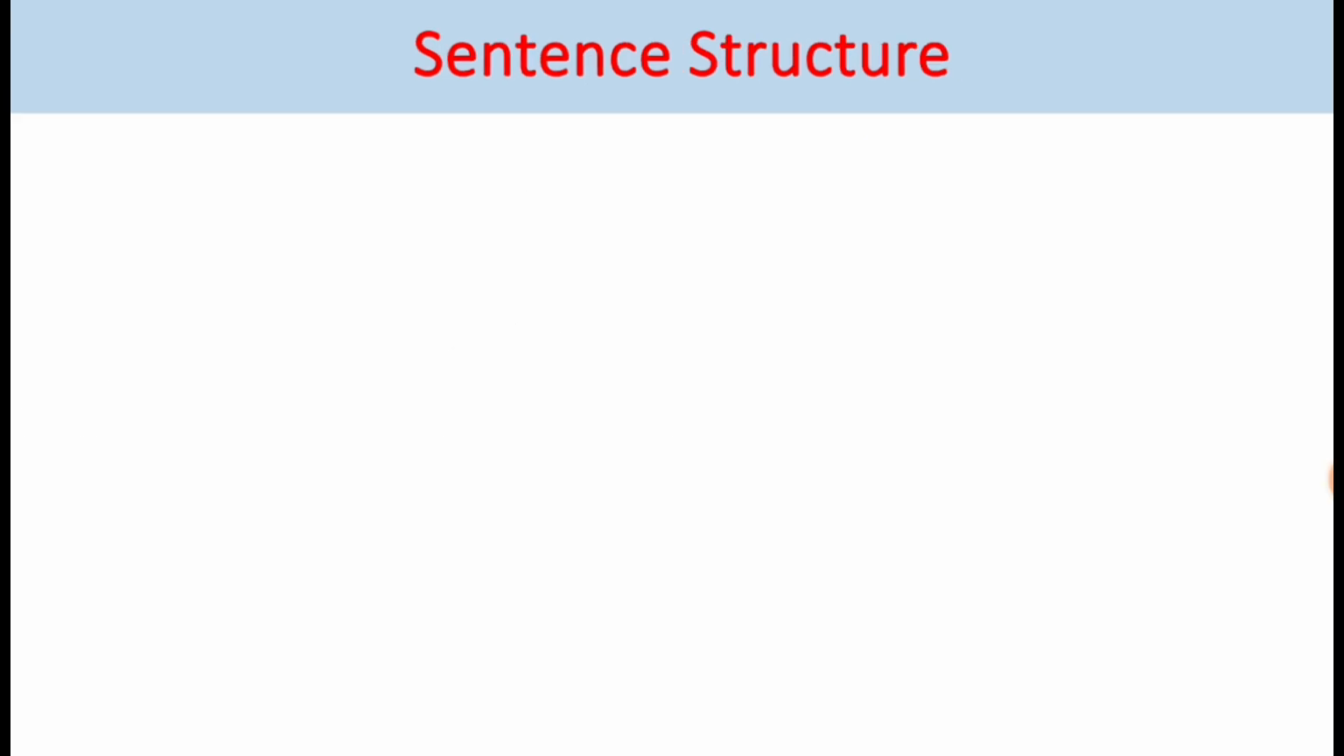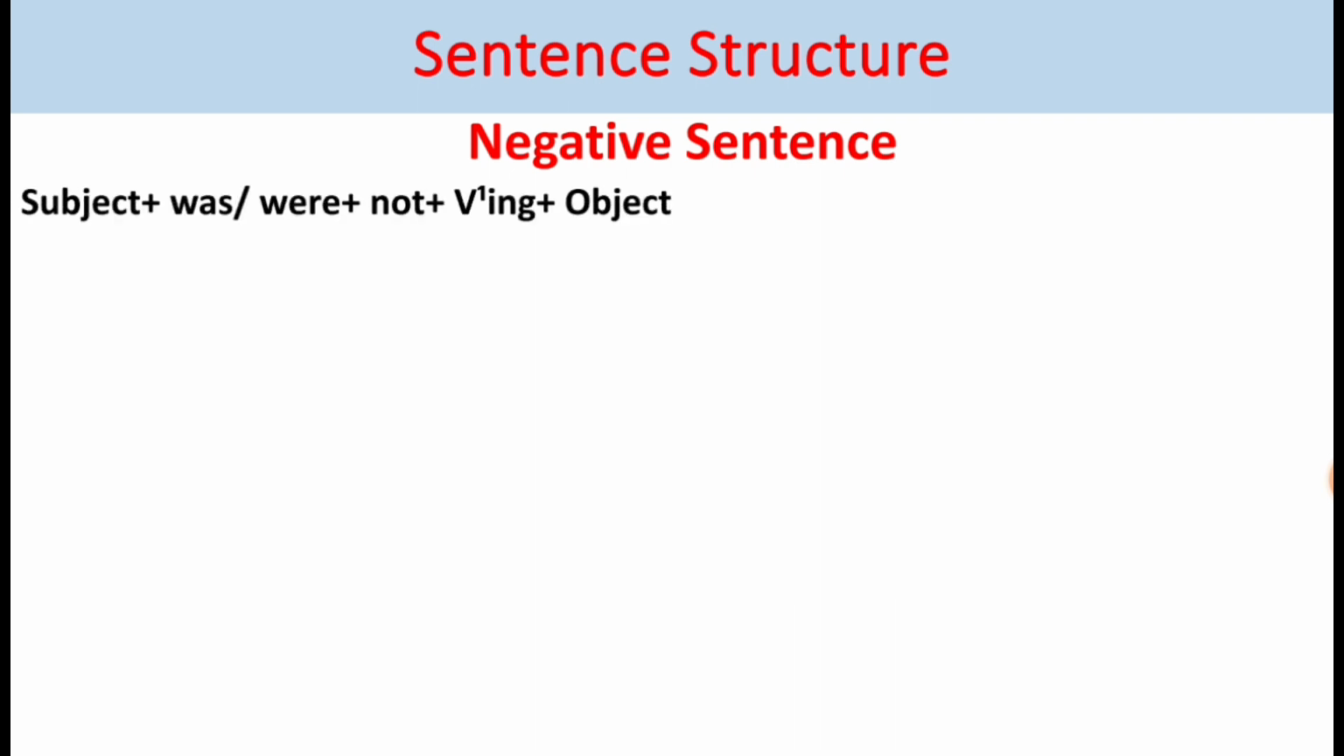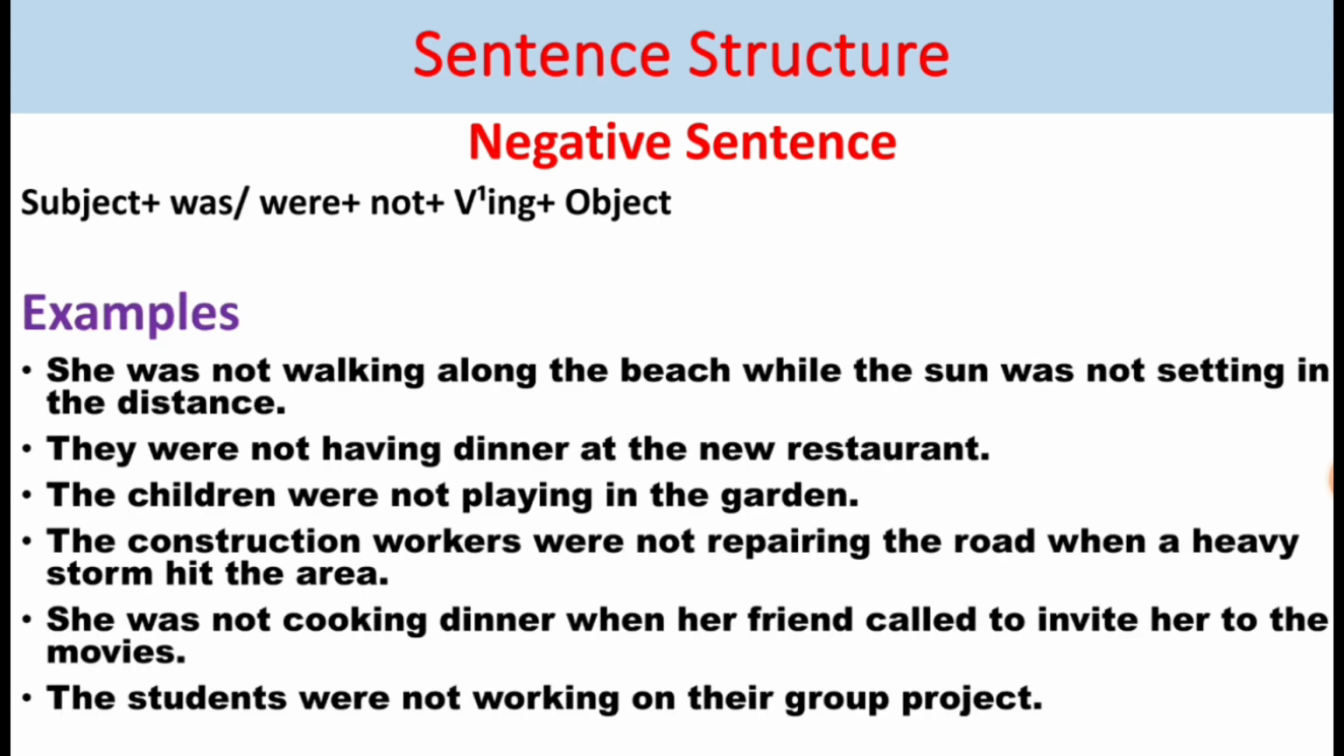The sentence structure of negative sentences is subject, was or were, then we add not and first form of verb with ing and object. For example, she was not walking along the beach while the sun was not setting in the distance. They were not having dinner at the new restaurant.